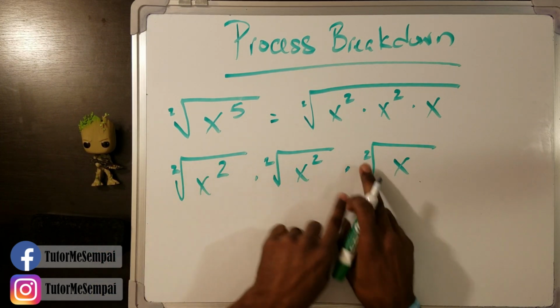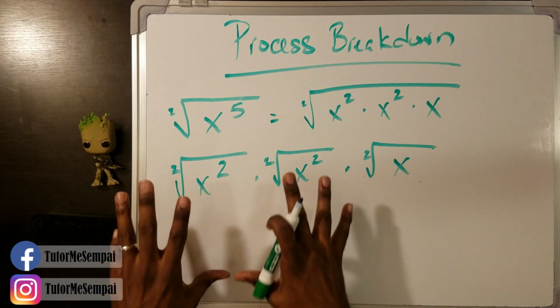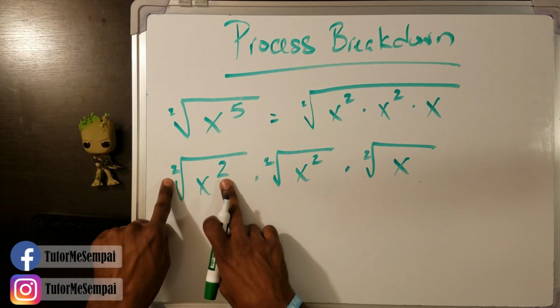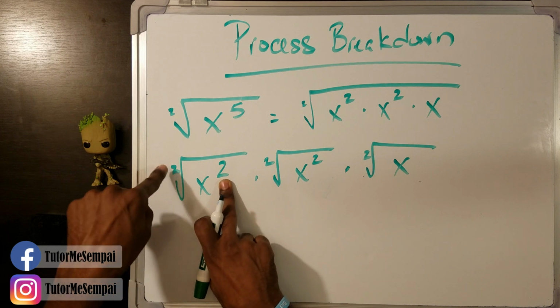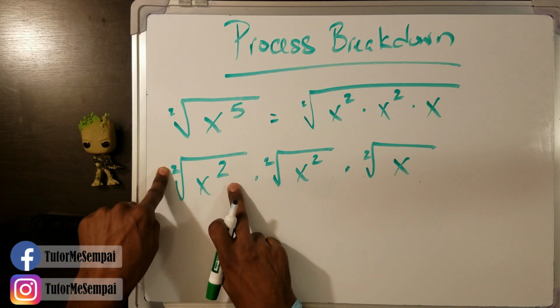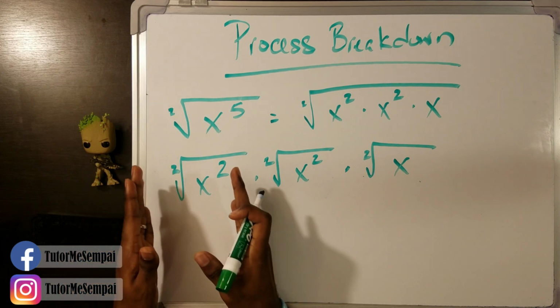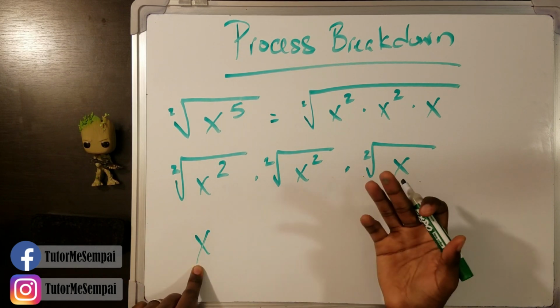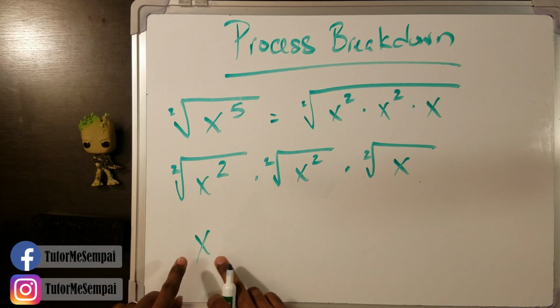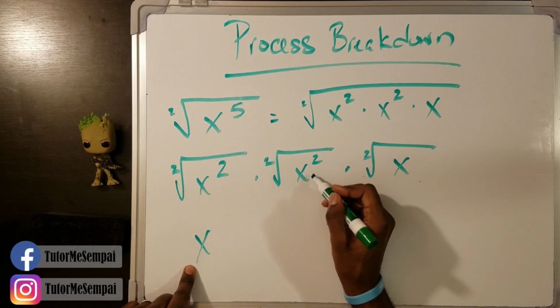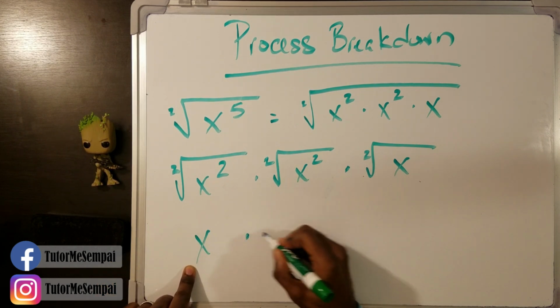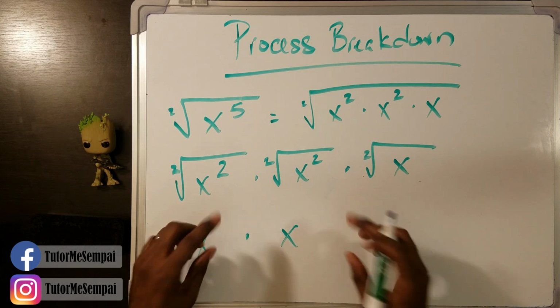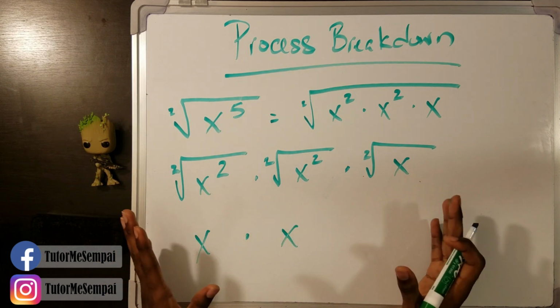I wrote the 2 here just to reiterate that this is a square root, and you see I'm trying to match up the index with the exponent. If these are equal, this is going to cancel out and you're just going to get x, or whatever the variable may be. In this case, it's an x, so you're just going to get x. And you see, this is the same story. So it's going to be times x. Everything is connected through multiplication. We're not losing anything here.